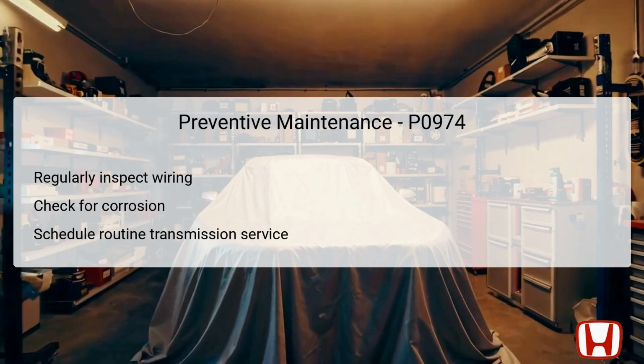Preventive maintenance plays a vital role in minimizing the chances of future errors, including DTC P0974. Regular inspections of the vehicle's wiring harness can help catch signs of wear and tear early on. It's also important to check electrical connectors for signs of corrosion, which can impact connectivity and lead to faults like the one indicated by this DTC.